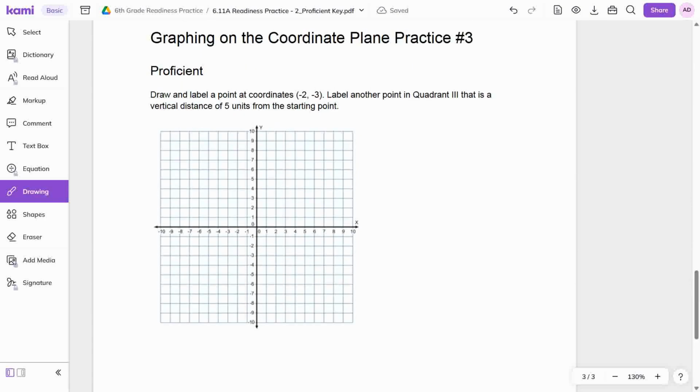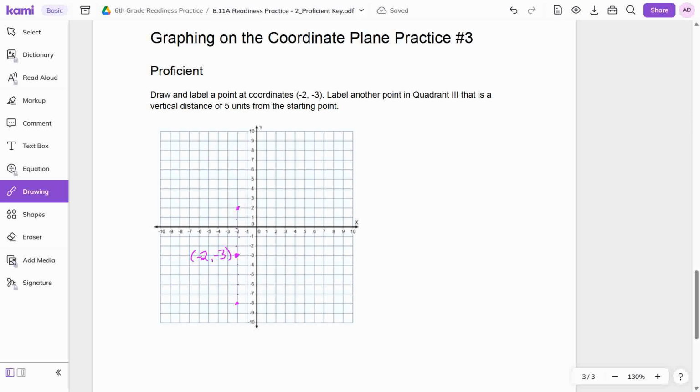For problem number 3, we need to first draw and label a point at -2, -3. Okay, so we can do that. So x value -2, y value -3. We're going to do that right there. And so I'm going to just call it -2, -3. Now I need to label another point in quadrant 3 that has a vertical distance of 5. Well, a vertical distance of 5 could be 1, 2, 3, 4, 5, or 1, 2, 3, 4, 5. So I've got two different options, one right there and one right there.